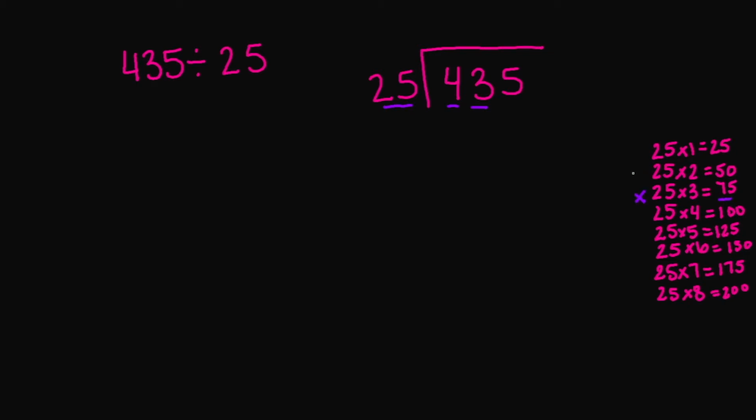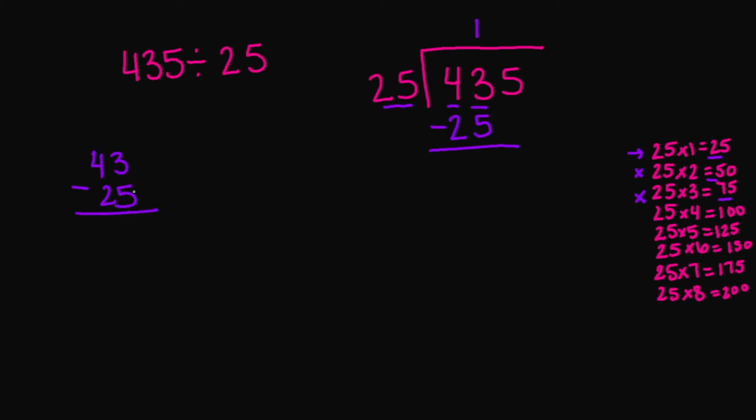But I can do 25 times, I can't do 25 times 2. That's still too big because that's 50. I can do 25 times 1. That's 25. I can use that. So I'm going to write a 1 on top. 25 times 1 is 25. Now I'm going to subtract 43 minus 25.